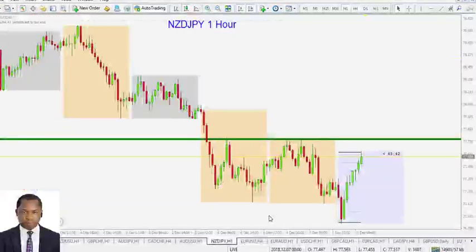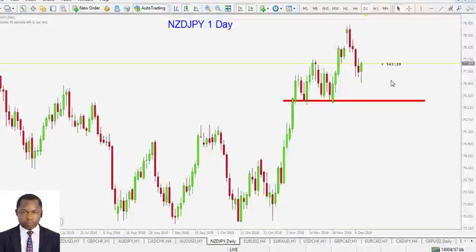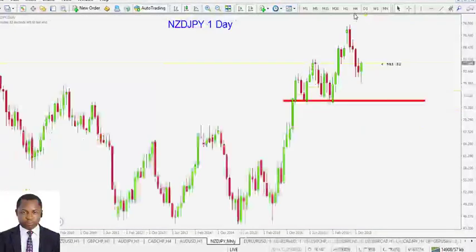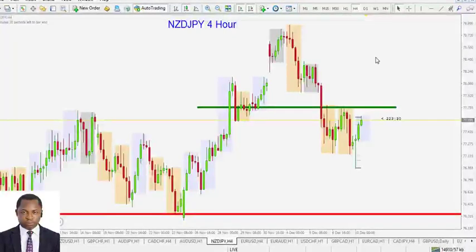All right, the New Zealand dollar against the Japanese yen. Let's see this. Okay, the trend in the daily time frame is still up. Just trying to check this out. It's still up, but price seems to be making a pullback.